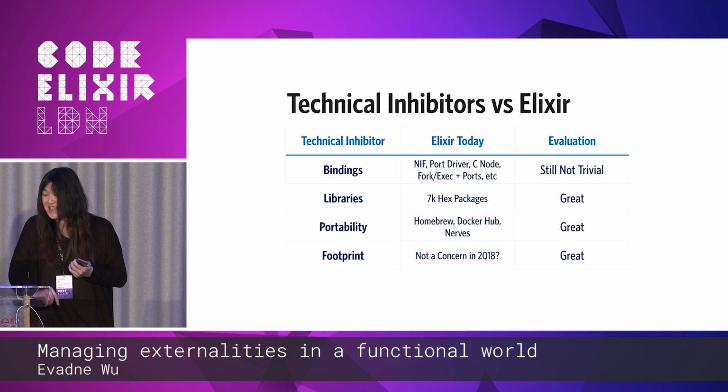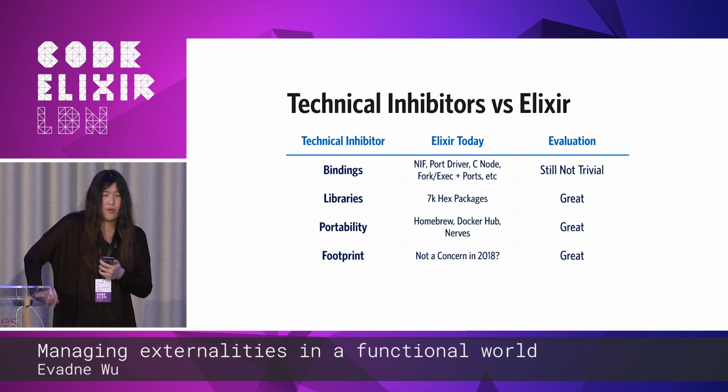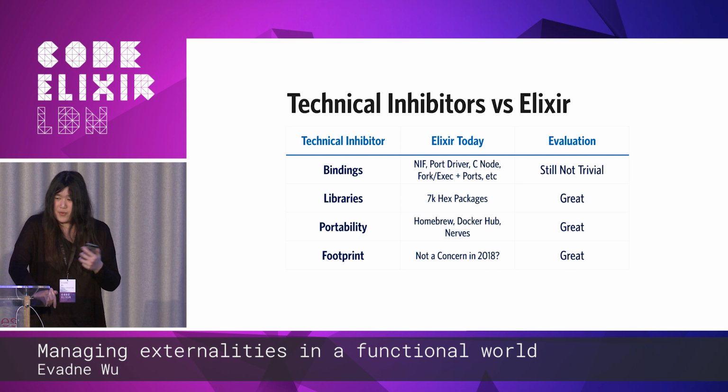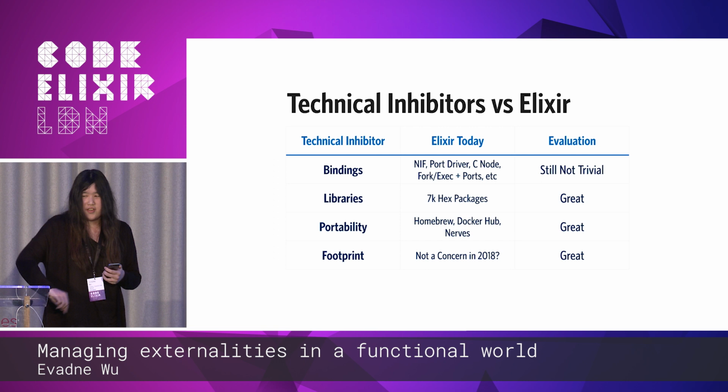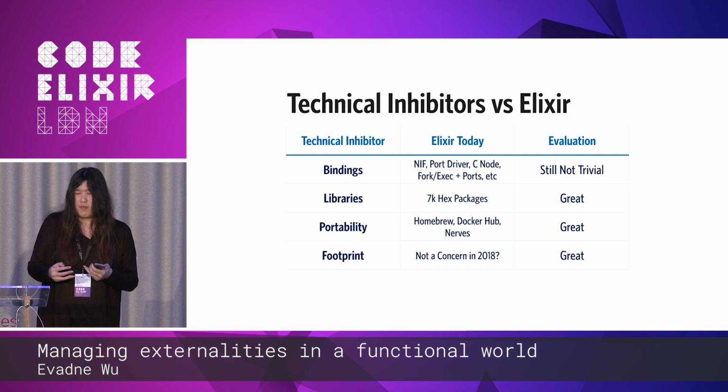So that's great. Portability is great. You can install from Homebrew. You can pull an image from Docker Hub. You have Nerves for writing embedded Elixir. So that's great. And for footprint, basically, it is not so much of an issue in 2018. To be honest, 2018 is the time when we all ship embedded V8 engines in desktop applications, and we don't use native libraries for UI. So I would say that footprint isn't really an issue. And if you run Elixir on servers, that's even better. So it doesn't really matter.